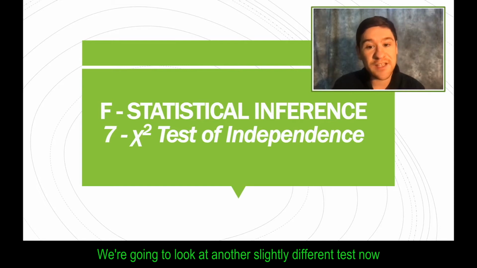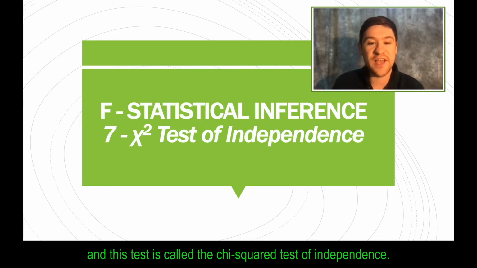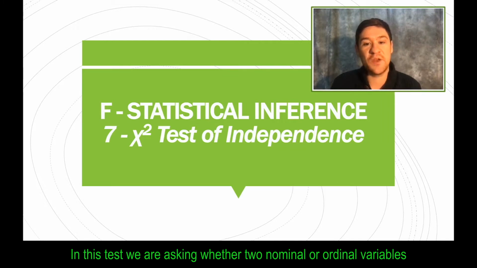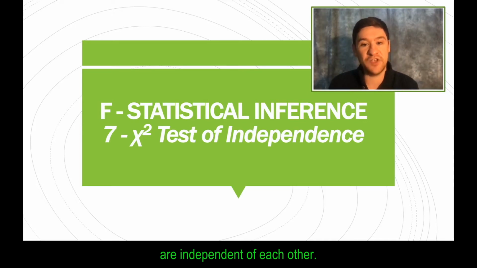We're going to look at another slightly different test now, and this test is called the chi-squared test of independence. So that funny X thing is actually a Greek letter chi. In this test, we are asking whether two nominal or ordinal variables are independent of each other.